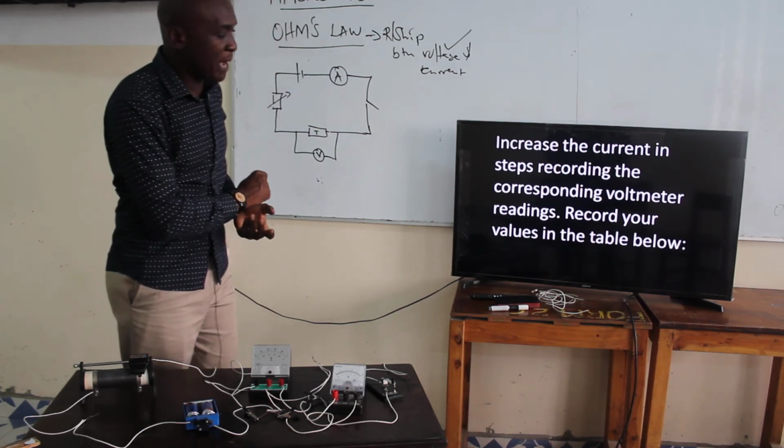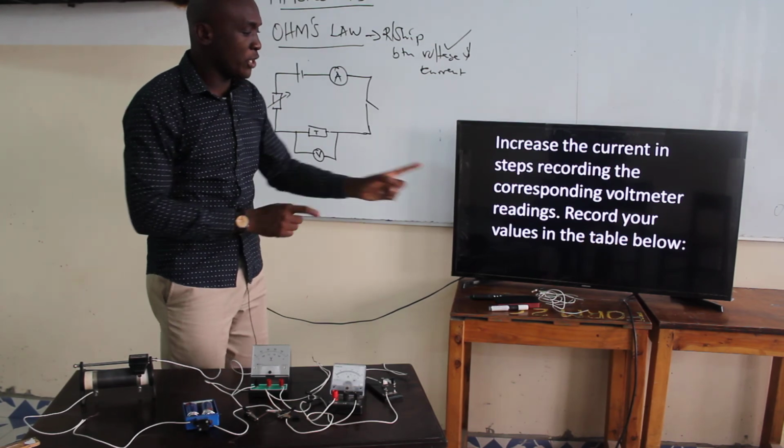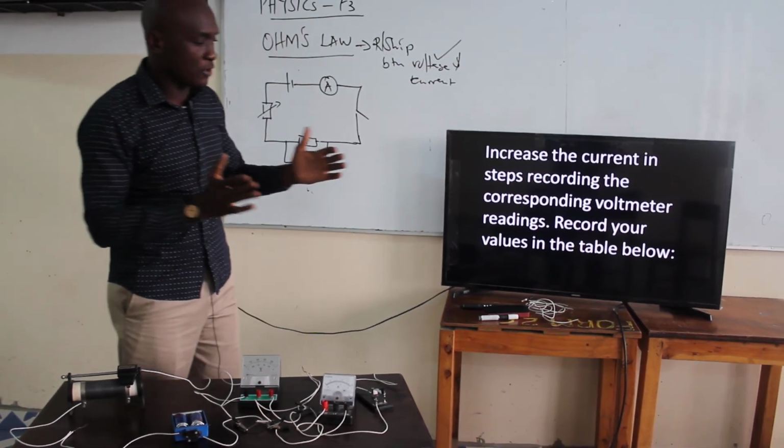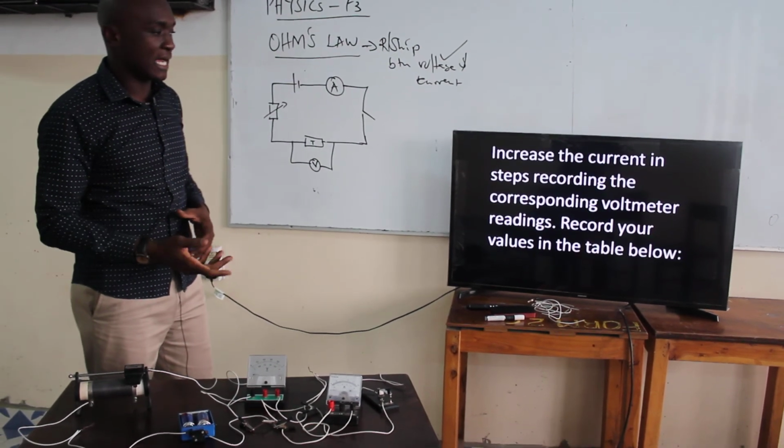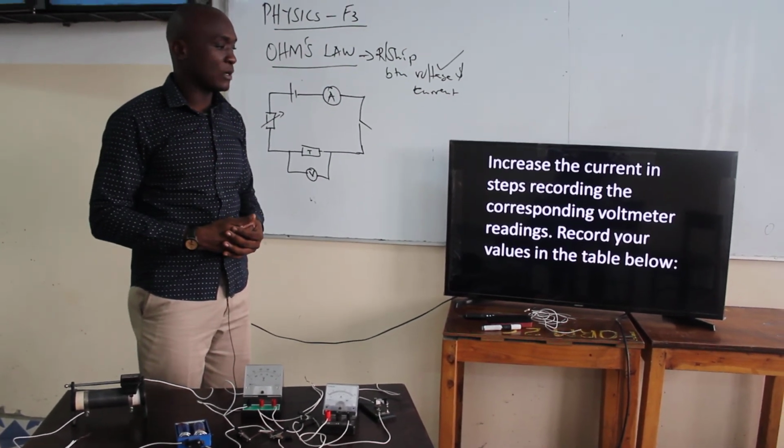Now in the next part of the class, I'm going to explain, once you have several values from the table, how we can come up with what is necessary, which is a graph, and then from there we calculate what is required.